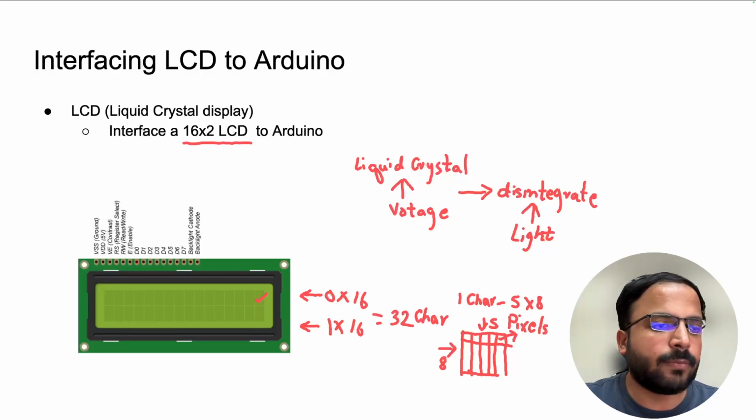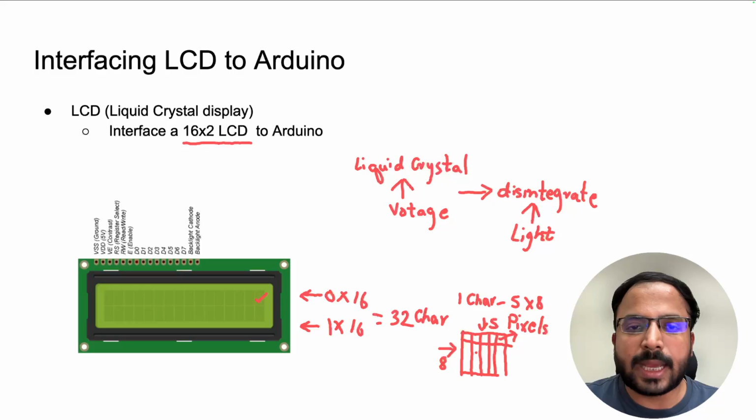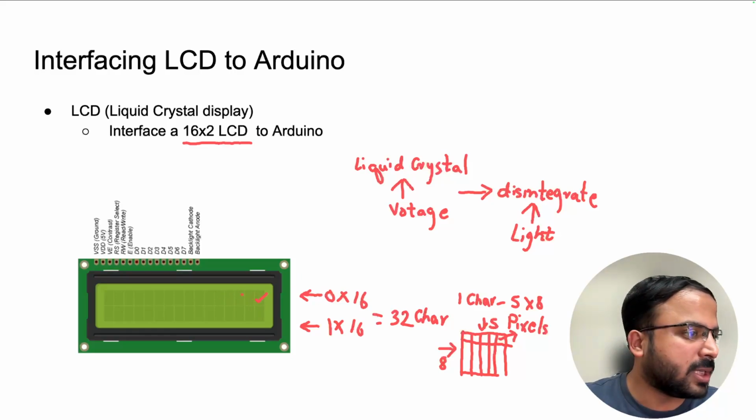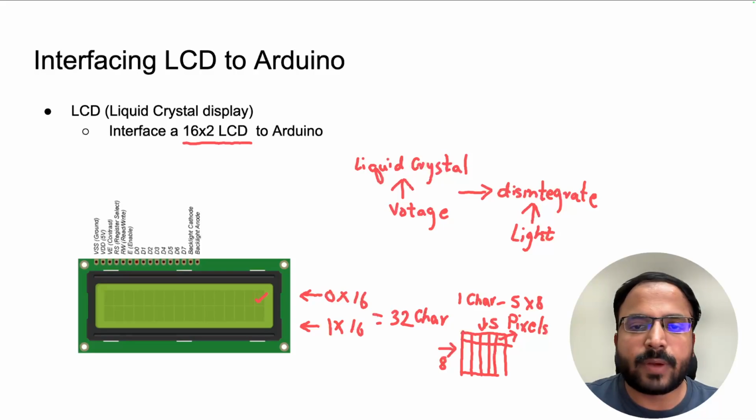So similarly you have 40. The default CAD size is 40 pixels, and you will have 16 on each row, so total 32 groups of 40 pixels. And this is what makes up this LCD. If you zoom in, you will see small boxes also. These are 5 cross 8, that is called CAD size also.